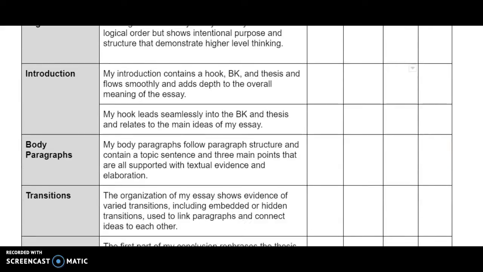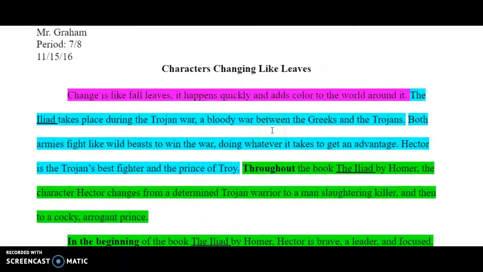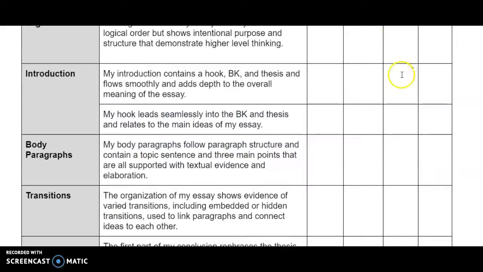Introduction contains a hook, BK, and thesis, flows smoothly and adds depth to the overall meaning of the essay. We're talking about fall leaves, how they change. Then we learn a little bit more about what the Iliad is in our thesis. I like their introduction. I think that we are good there, right? Mostly there. My hook leads into my BK. Absolutely. I really like their hook, the image of the fall leaves changing.